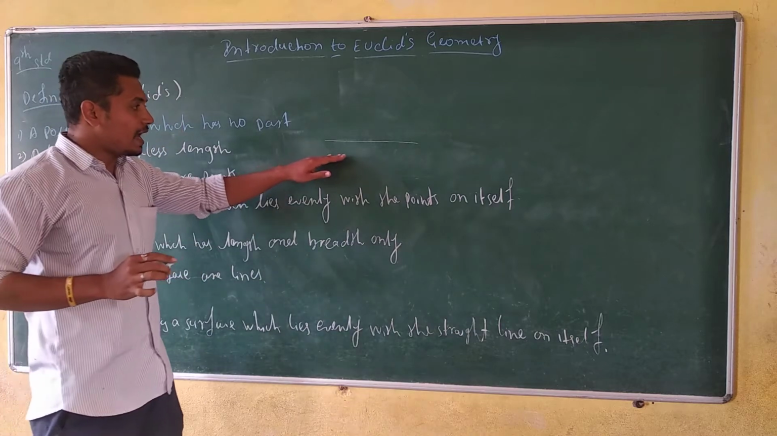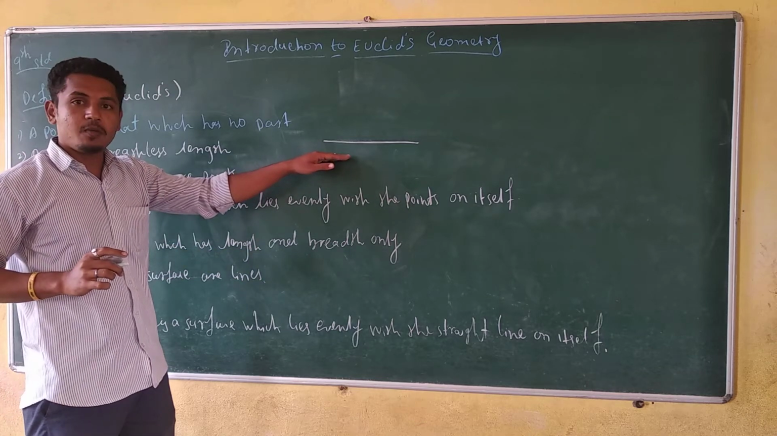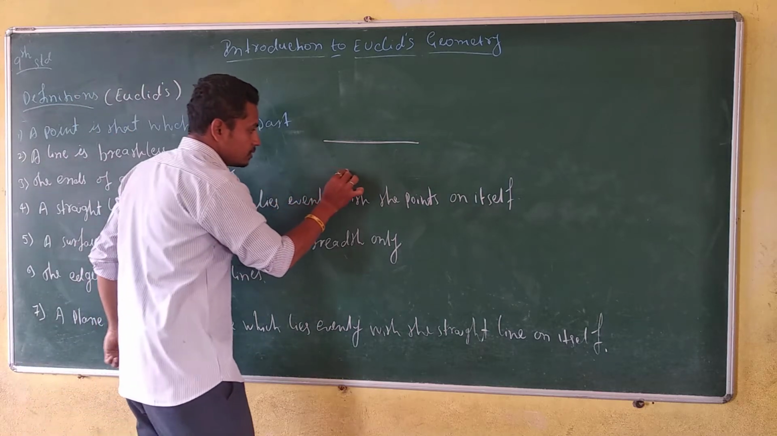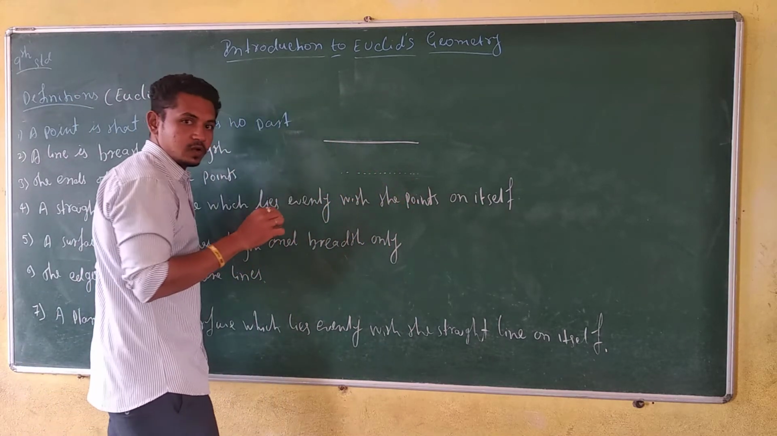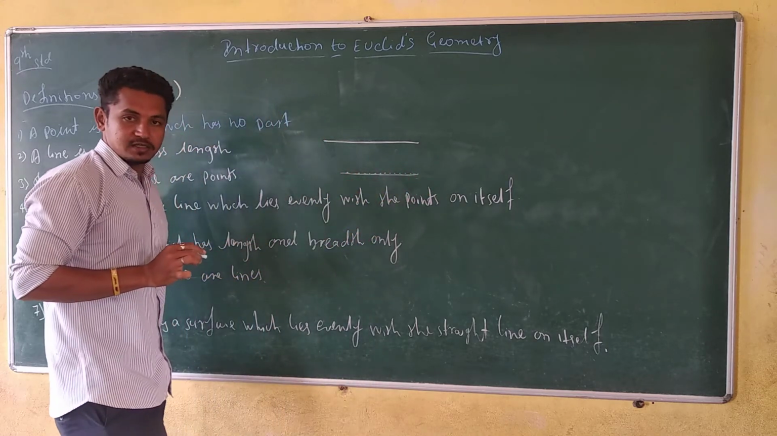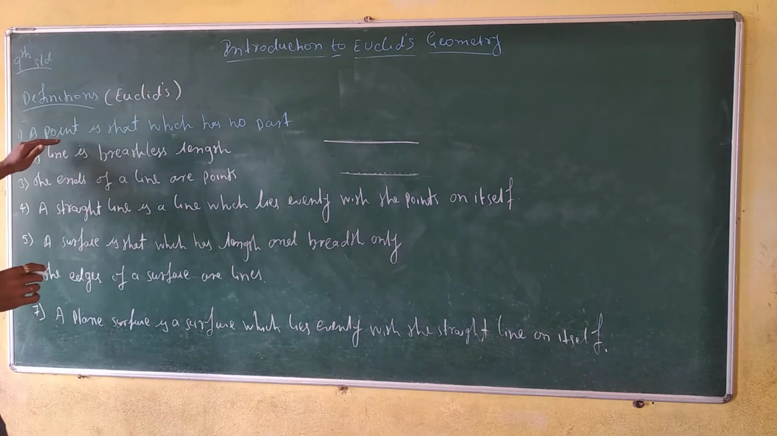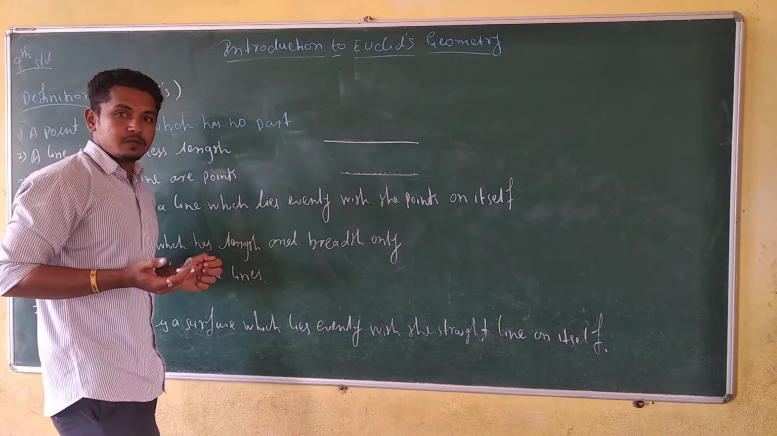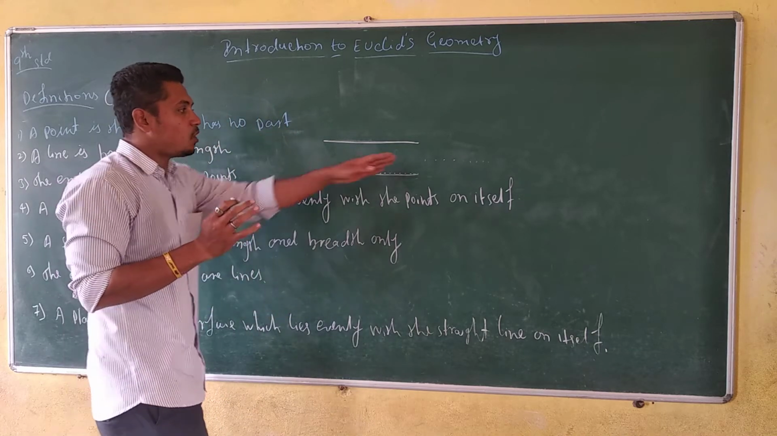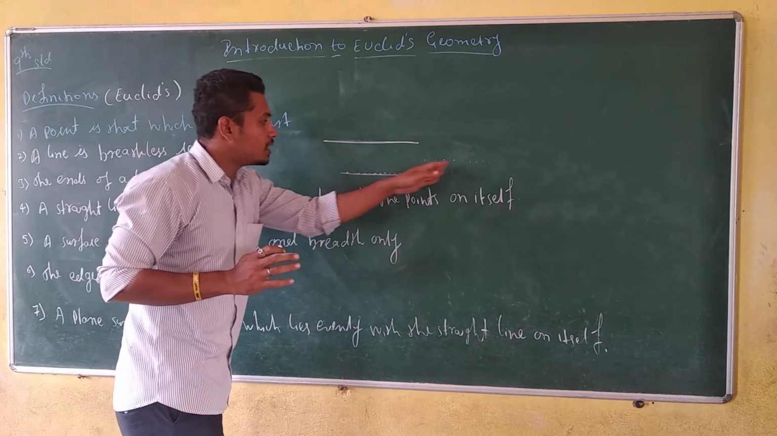This line is made up of lots of points, or a bundle of points. See here, these are the points, and this line is made up of all these points in a straight line. So here a point is that which has no part. It means a single point; a bundle of these points makes one line.